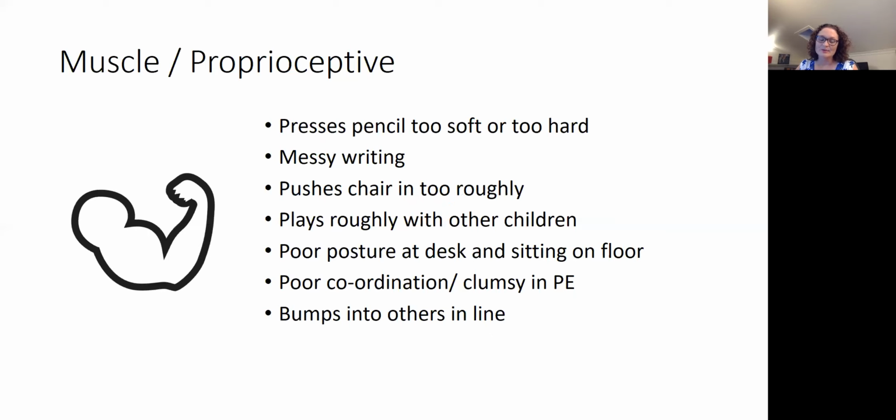And then again, kids who bump into others in line, they don't judge the space between themselves and other kids. And if they do brush a child, they may not register that quick enough. So they keep on moving along, which the other child may interpret as being a punch or a hit. So that can be frustrating for the child.